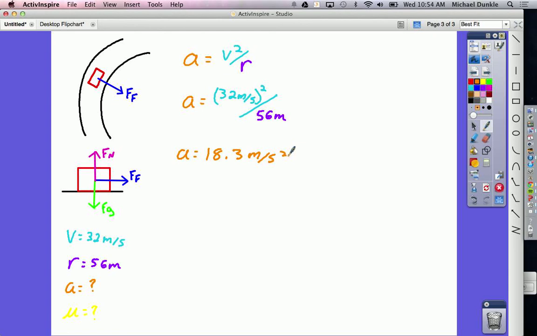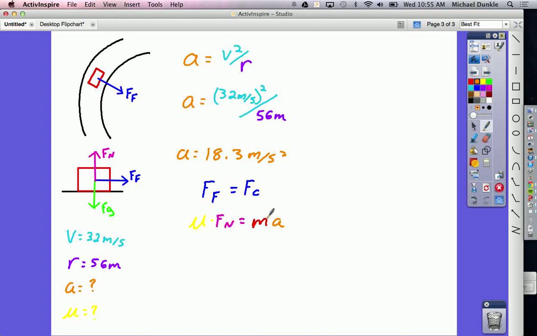The next one is finding the coefficient. This one is a little trickier. First thing we know is that the force of friction is equal to the centripetal force. So anything we can say about the centripetal force, any equation we have for that, we can use to also describe the force of friction. But we already have an equation which describes friction, and that's the coefficient multiplied by the normal force. And since we have the acceleration, it would probably be easiest to just use m times a for the centripetal force.